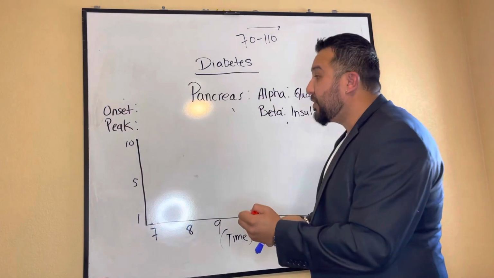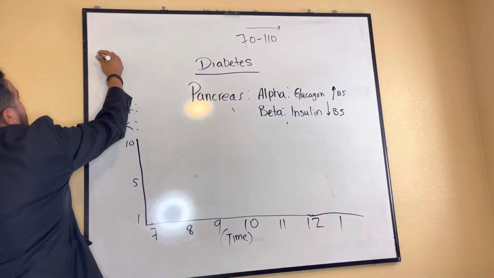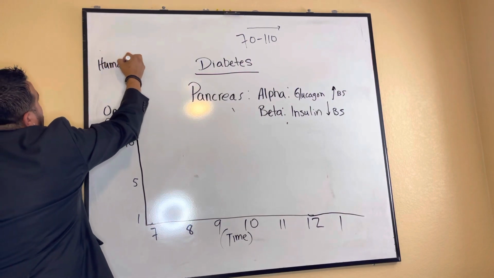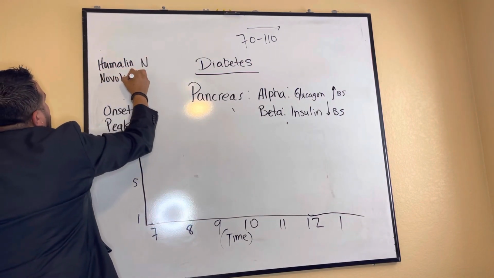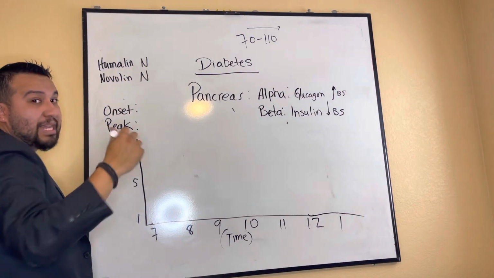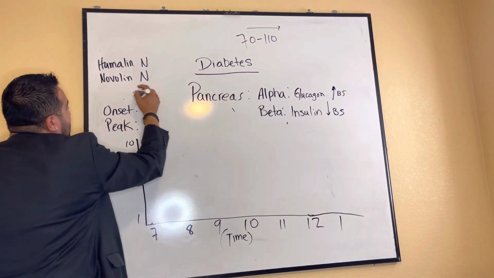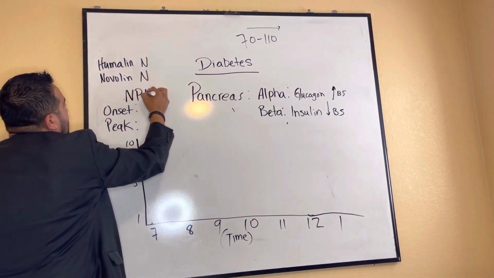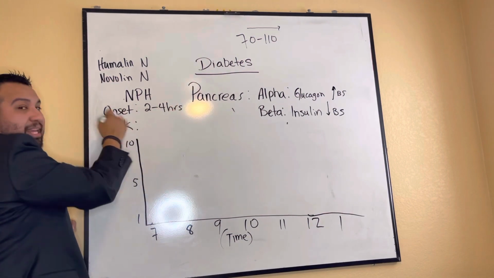Well, NPH is known as your intermediate acting insulin, right? And by the way, NPH is also either Humulin, it'll have an N, or Novolin, it'll have an N. And that's how you know it's NPH. It's the cloudy one. So the onset for NPH is usually 2 to 4 hours. That's when the medication begins to work.